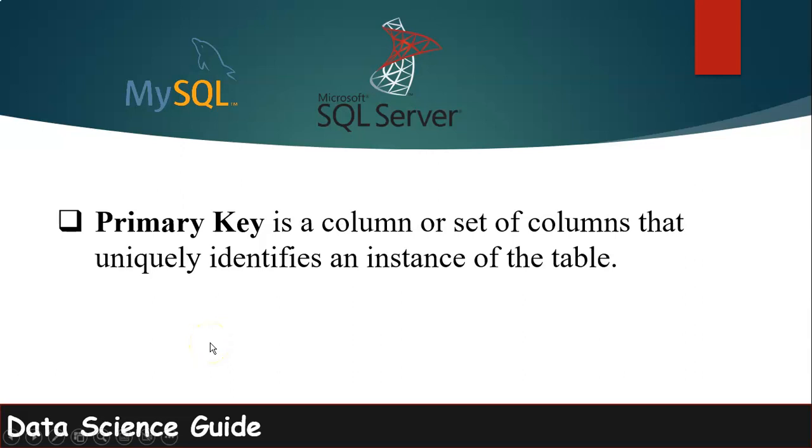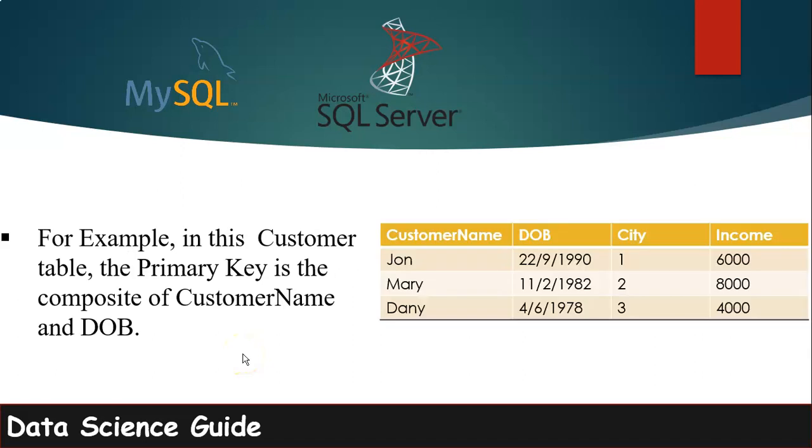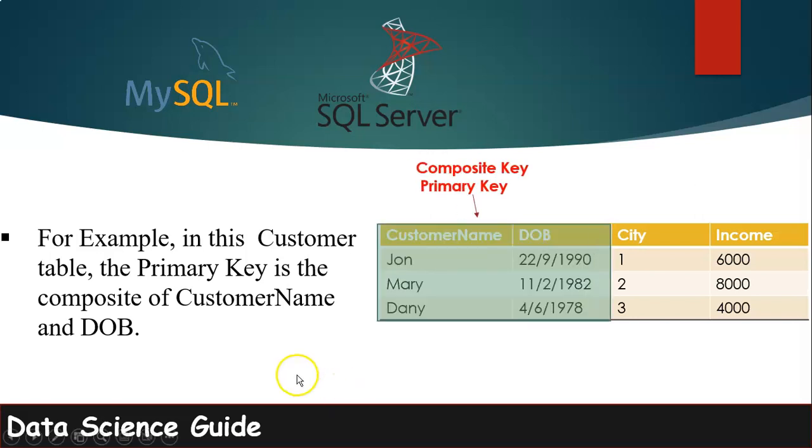A primary key is a column or set of columns that uniquely identifies an instance of the table. For example, in this customer table, the primary key is the composite of customer name and date of birth. So, together, the combination of these two columns, we call them a composite key, make the primary key. These two columns as a primary key uniquely identify all the other columns in the table.